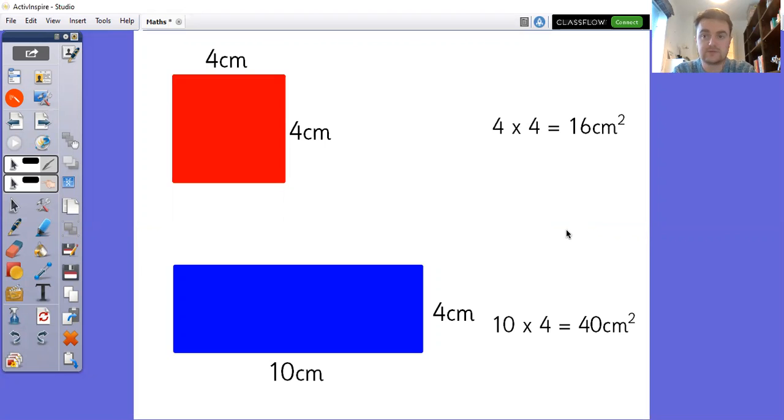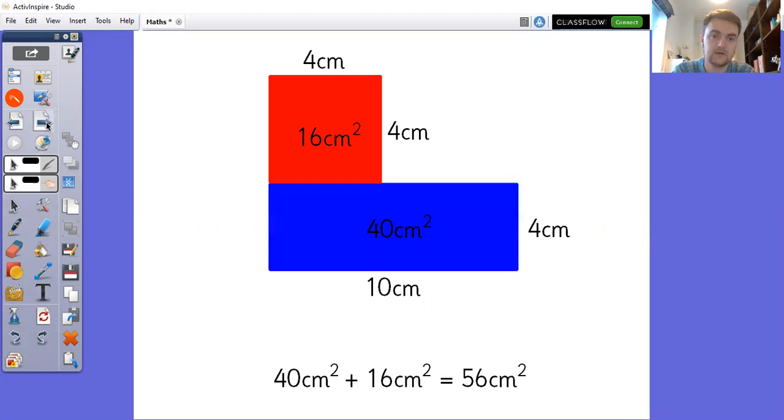It's really important that we're on top of our times tables for this. If you've got access to a times tables grid at home, that can help. If not, you can use arrays that we've been using in class sometimes. So 4 lots of 4 dots to help you to work that out. Now, once I've done that, I can put them back together again and I can make my compound shape again.